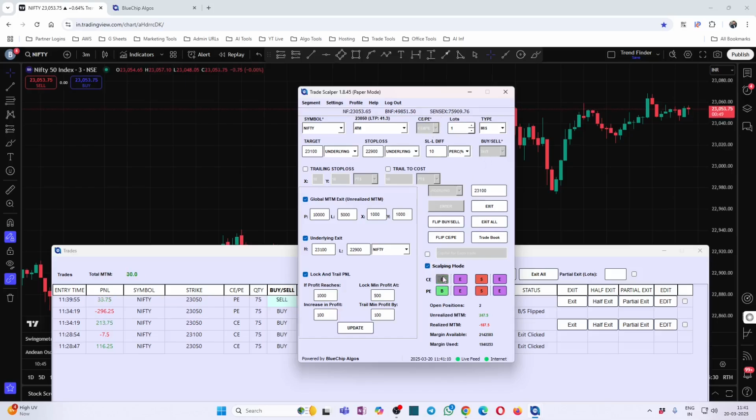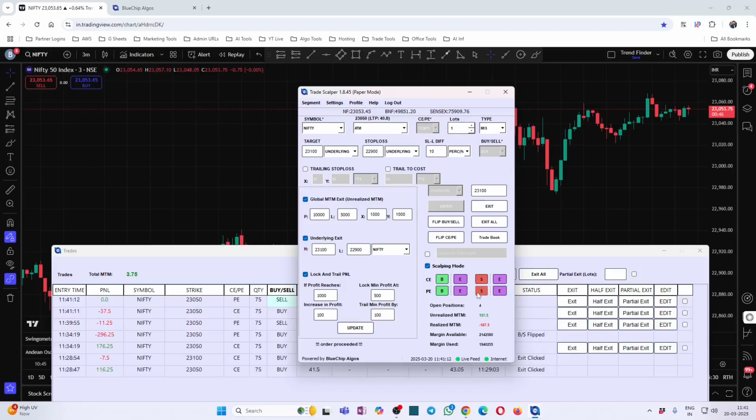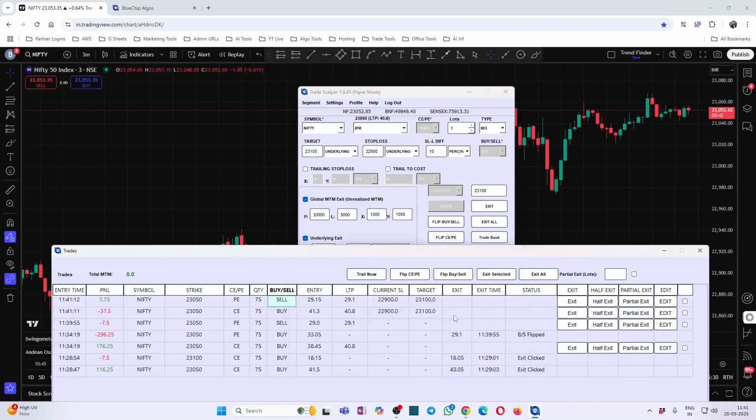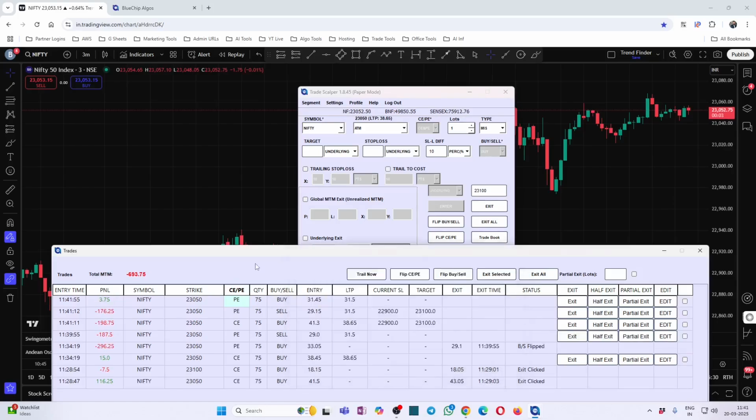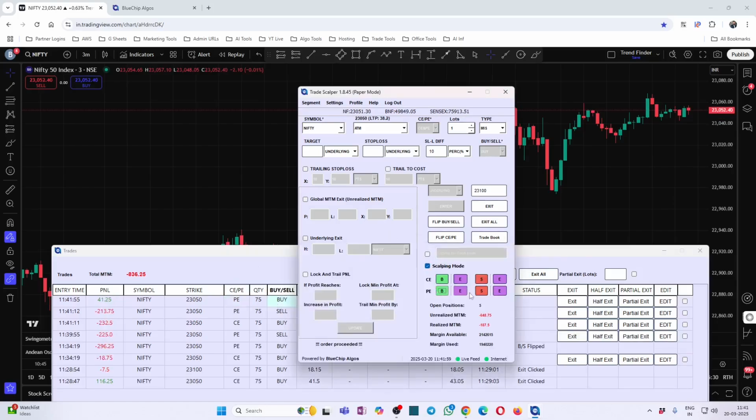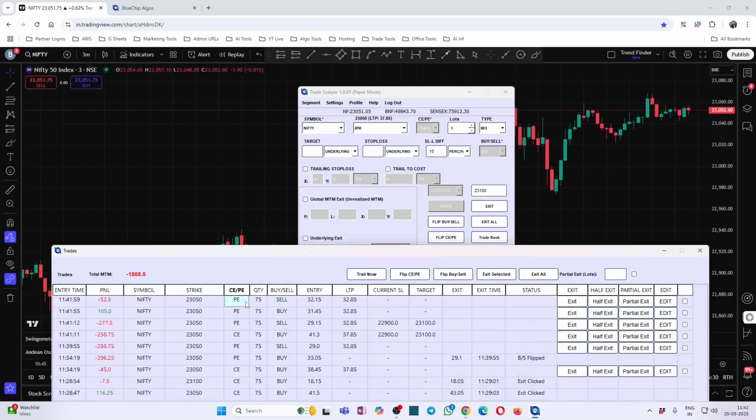Now all you have to do is just select these buttons, whatever you want, and then all the strikes will be picked up. For example, you can see that I've clicked on PE buy again. Of course there is a message, target cannot be greater than LTP. So all we have to do is just remove all these because we are not using these conditions. I hit on PE buy. You can see that now we have PE buy. I will click on PE sell. You can see that now we have PE sell.